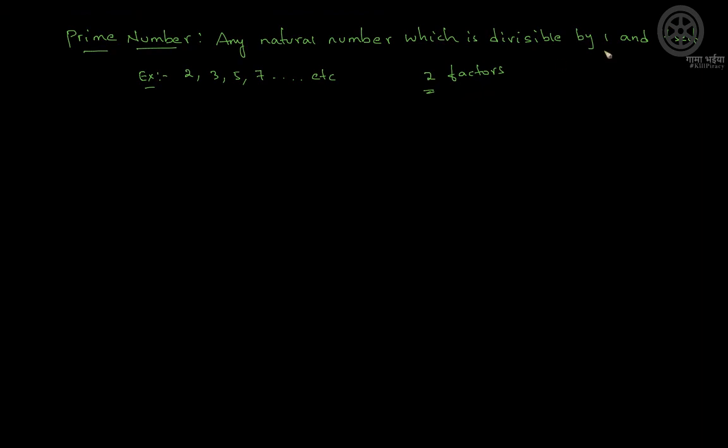What will be the two factors? 1 and itself. That's all. See, for 3, what multiples do you have? 1 into 3. So 1 is one factor, and 3 is the number itself, the other factor. You have only two factors, right? If you take the example of 21, what multiples do you have? 1 into 21, 3 into 7. How many factors do you have? 1, 3, 7, 21. You have 4 factors, so 21 is not a prime number, right?